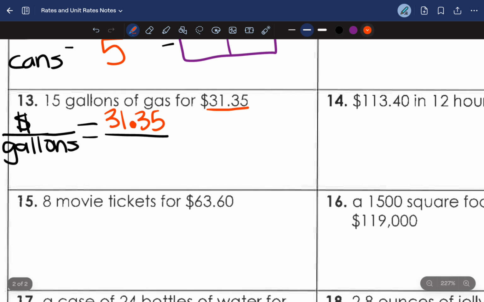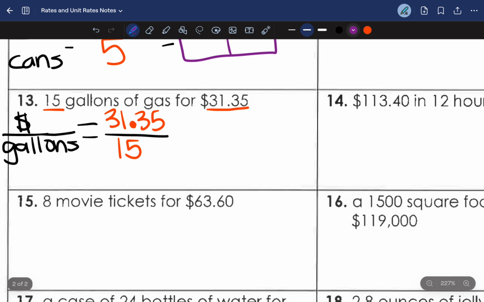Over, and then we have 15 gallons. Now remember, when you set up your ratios, you want to think to yourself, what would make the most sense? Would you want to know price per gallon or gallon per price? And it's always okay to ask yourself those questions in your head. So again, all we would do is divide.